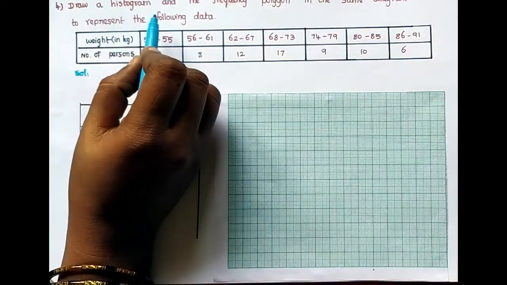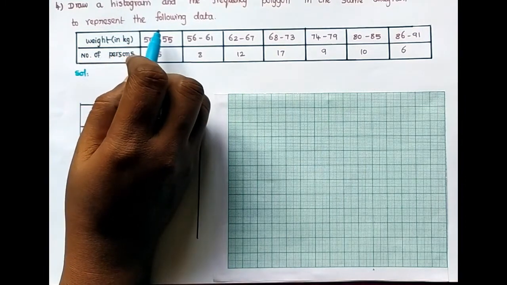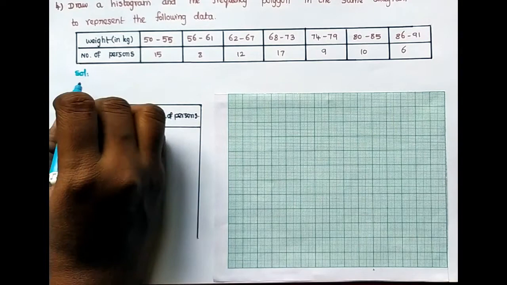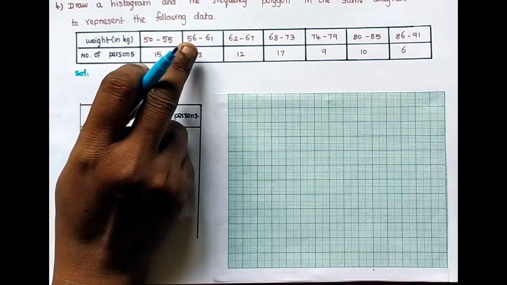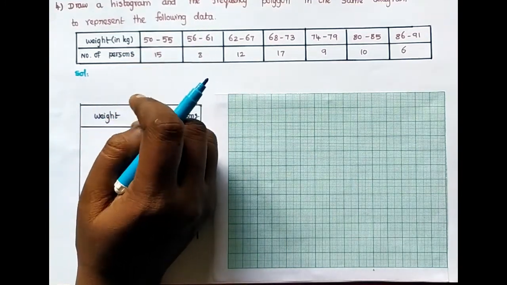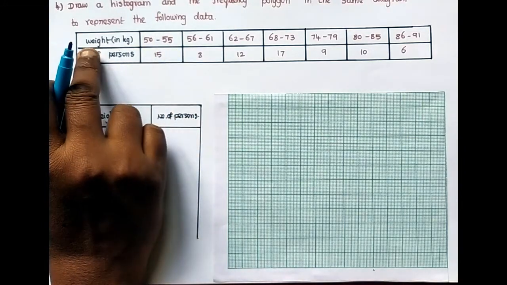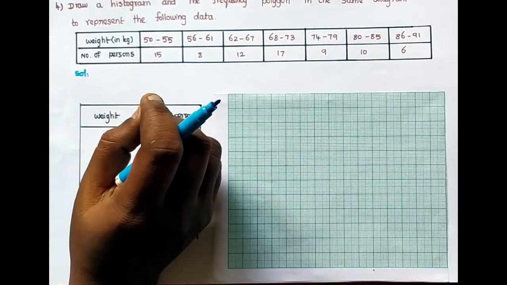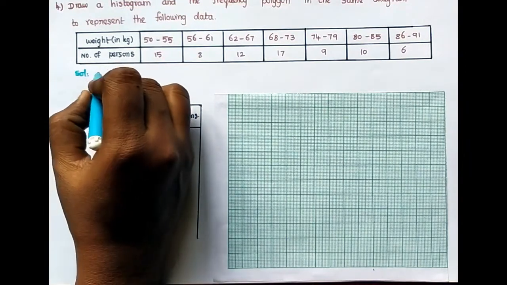Fourth sum: draw a histogram and the frequency polygon in the same diagram to represent the following data. Listen, 50 to 55, 56 to 61. These are in discontinuous frequency, that is not continuous. Weight is not continuous, so we have to convert it into a continuous distribution and then draw the histogram and frequency polygon.